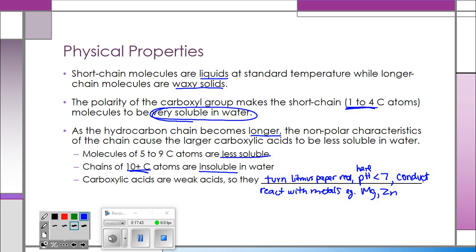And I'm mentioning this now because we're talking about organic acids, and like I said, we're going to talk about acids in general in the last unit. And you need to know, if you're talking about an acid, you need to know some of the basic tests that you would use for it. Now, does anyone want to ask anything about carboxylic acids?